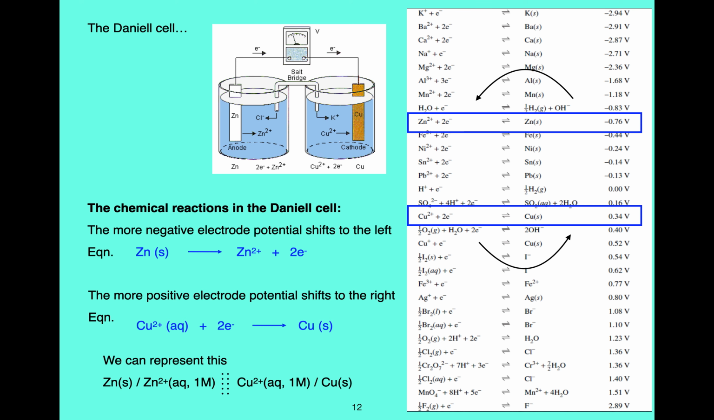You can represent this cell. This is just a bit of symbology, but you can represent it like this. So you've got the more positive of the half cells on the right hand side and the more negative on the left hand side. These dots here are considered to represent the salt bridge. There are a few rules to follow here. We'll talk about them now.